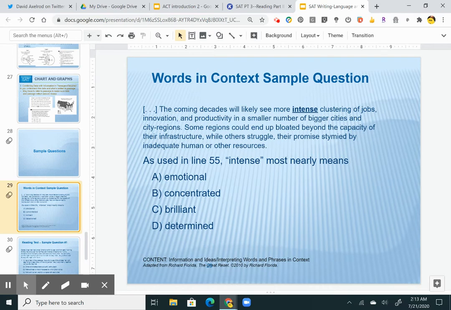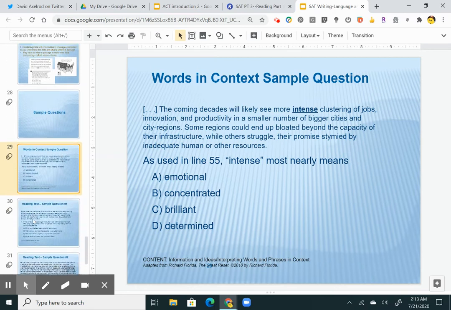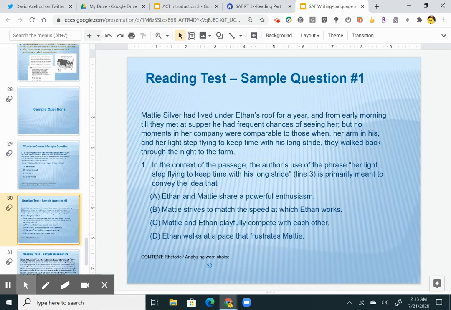So here are some sample questions and how they look. Words in context. As used in line 55, the word intense most nearly means what? And so, again, an intense clustering of jobs, innovation, and productivity in a smaller number of bigger cities and regions. So in this case, it would be concentrated, right?